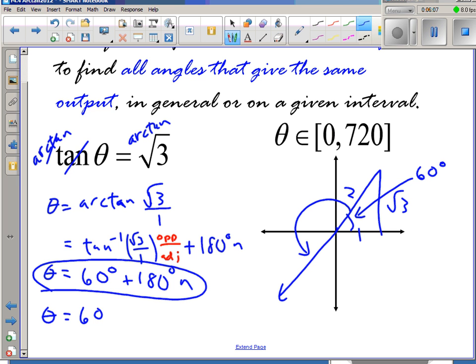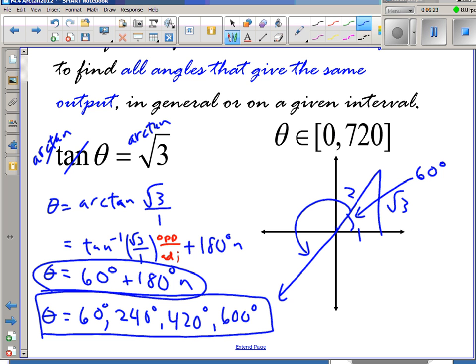So 60 certainly works. We don't want to go negative. We add 180, 240. That should look familiar from the unit circle. Adding 180 again, it's 420. And then another 180 gives us 600. Go any further, I get past 720, so our final answer is here.